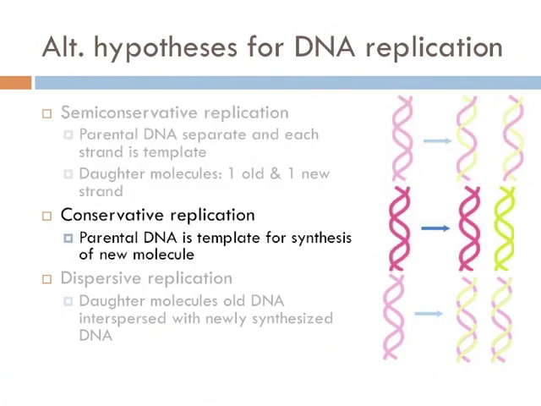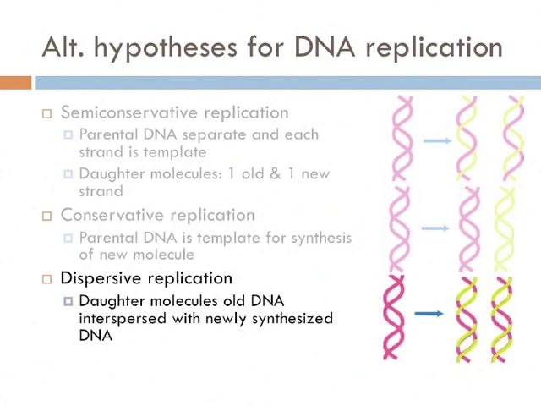In conservative replication, the parental DNA is used as a template for the synthesis of a new molecule. In other words, both parental DNA strands are copied, and we would end up with the two strands of DNA, one with the original parental DNA and the other a complete copy of the parental double strand. The other possibility for DNA replication is known as dispersive replication. In this model, the new DNA molecules are a combination of segments of parental DNA and daughter DNA.